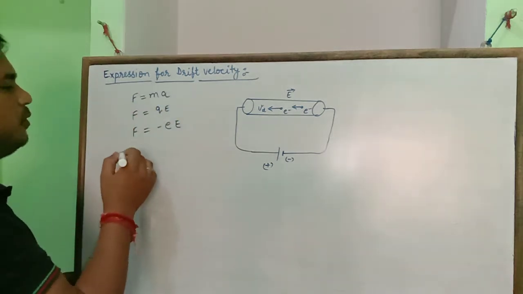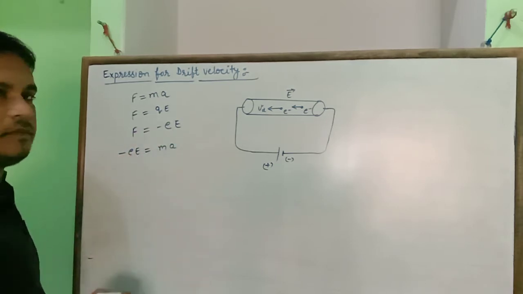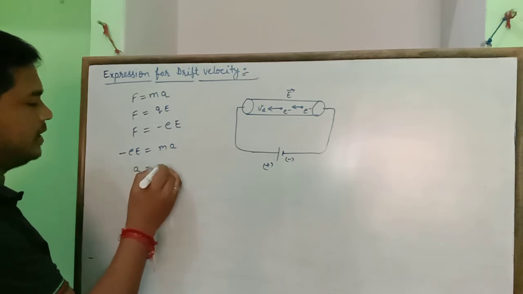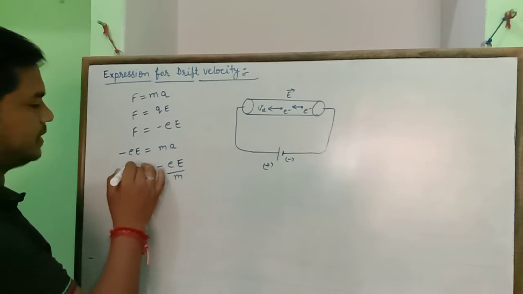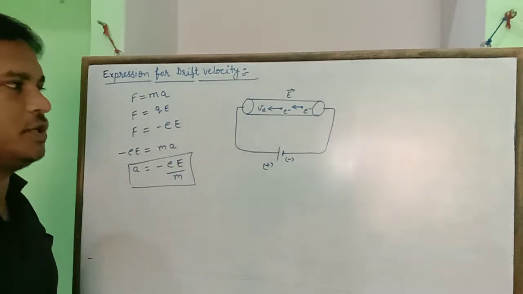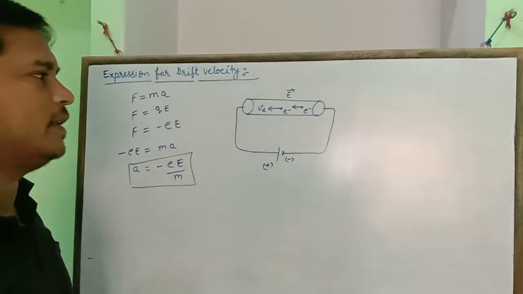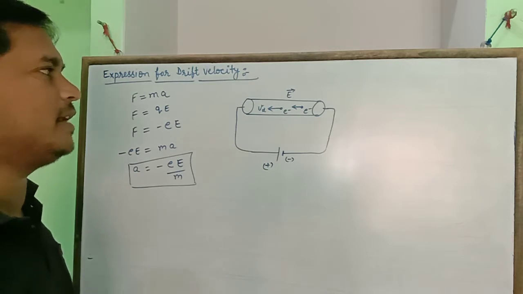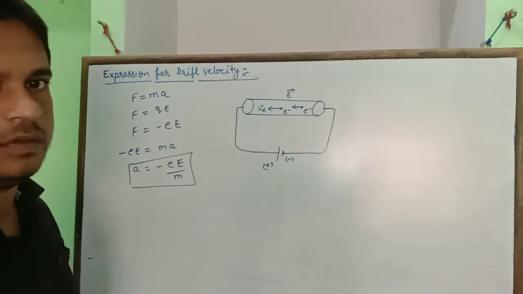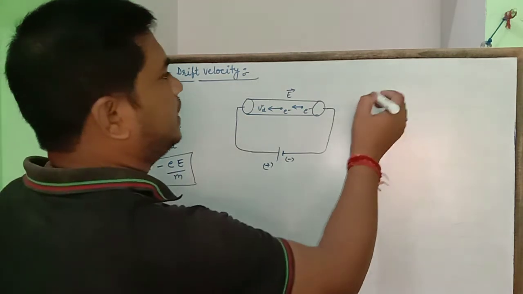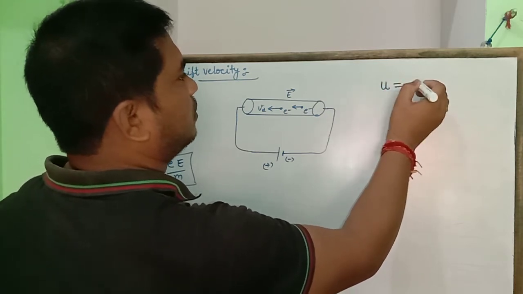On comparing these forces, minus e E is equal to m into a. So the acceleration produced in it is a equal to minus e E upon m. This is the acceleration produced in the electrons. We know that initially the average velocity of the electron is equal to 0. So the average initial velocity u is equal to 0.